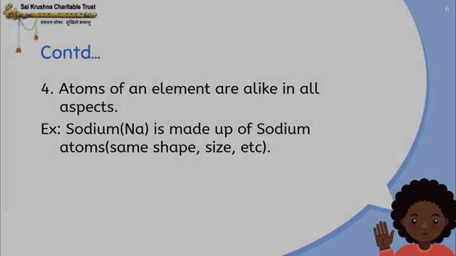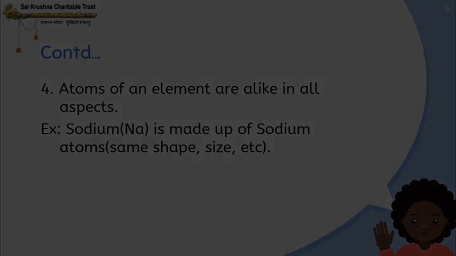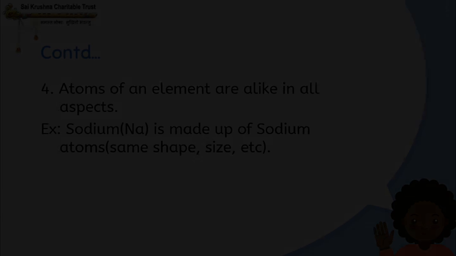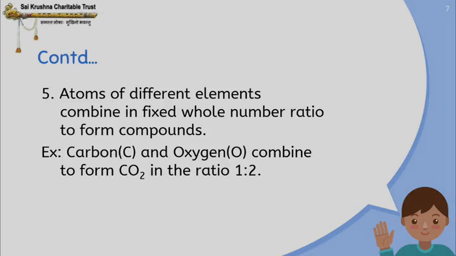Okay, so that is the fourth point according to John Dalton. That is why atoms of an element are alike in all aspects. Okay, so let's see the fifth point. Atoms of different elements combine in a fixed whole number ratio to form compounds. So what do you understand by this?